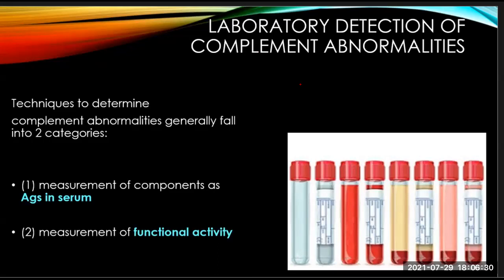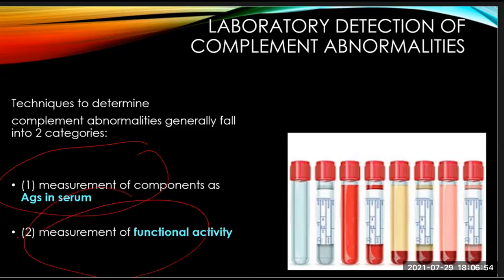So, determining the levels of complement components can be a useful adjunct in diagnosing disease really. And hereditary deficiencies can be identified, and much can be learned about inflammatory or autoimmune states by the consumption of complement proteins. So techniques to determine complement abnormalities generally fall into two categories. We have measurement of components as antigens in serum, measure natin sa serum, or the measurement of their functional activities.